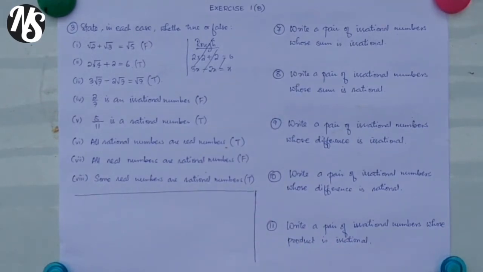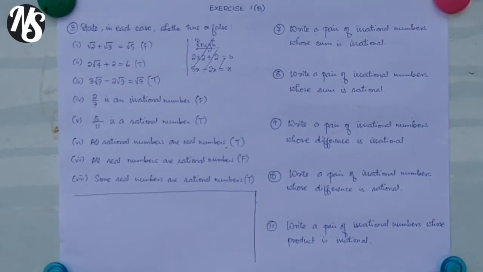In the case of rational numbers, I told you that the sum, difference, product and quotient of two rational numbers will always be rational numbers, isn't it? But in the case of irrational numbers, that may not hold good. Sometimes the product of two irrational numbers can be rational also. The sum of two irrational numbers can be rational also. It can be irrational, it can be rational. That's what happens in the case of irrational numbers.